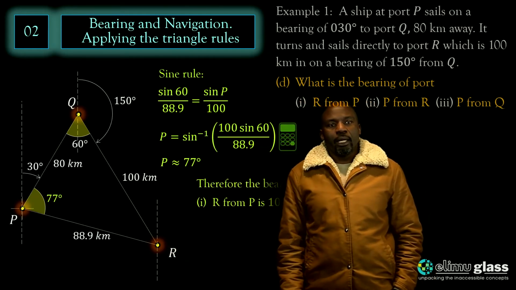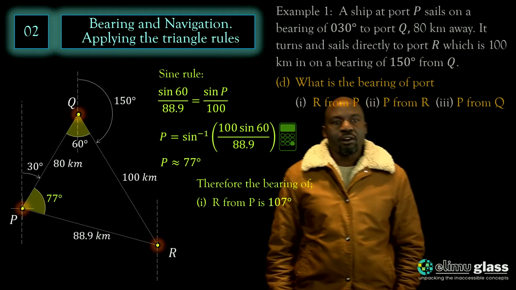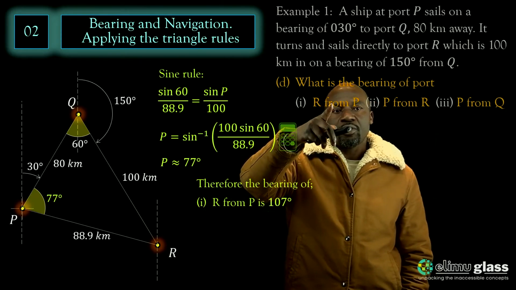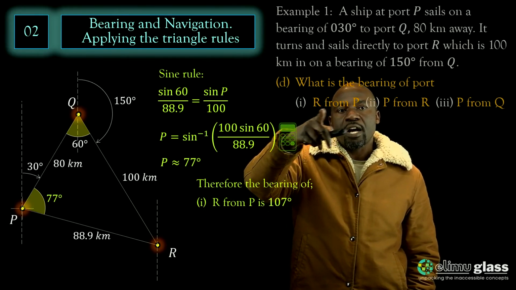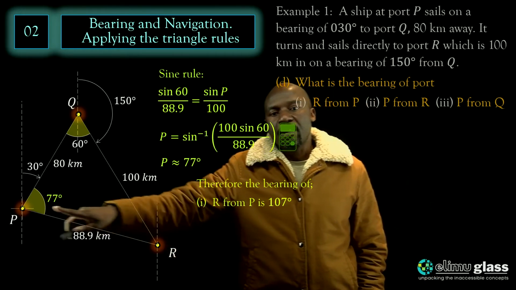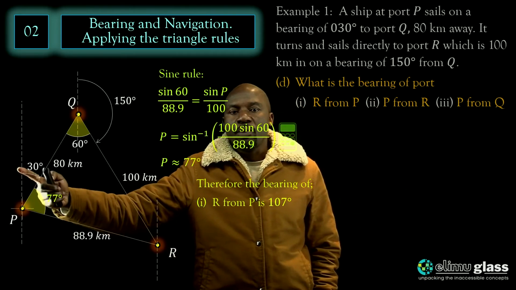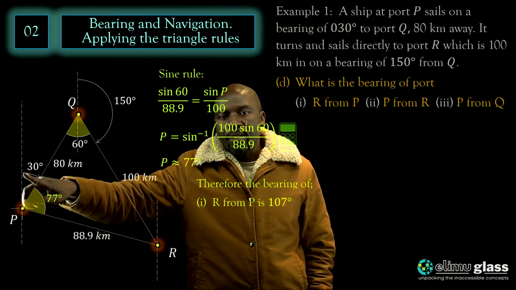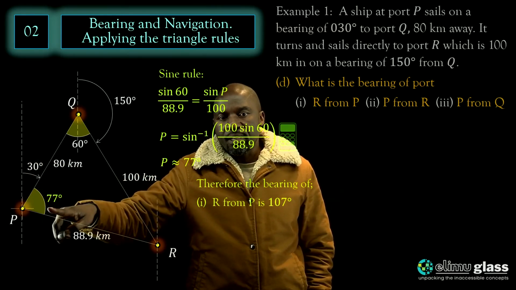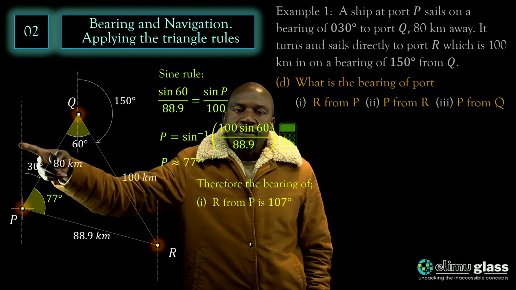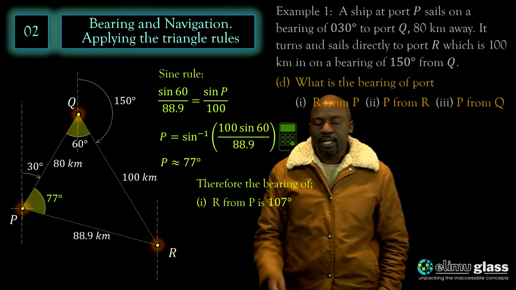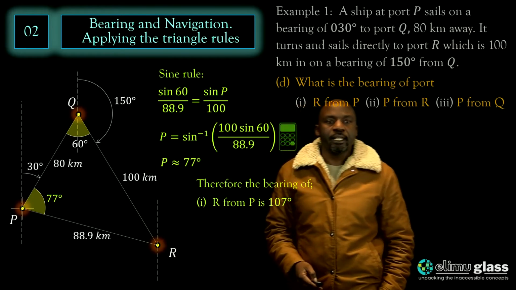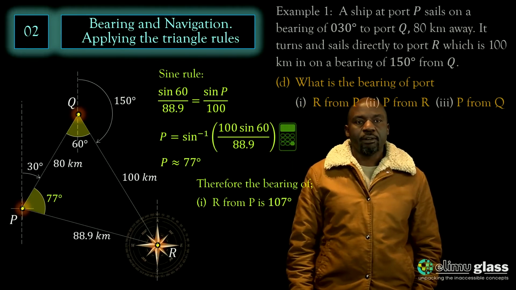Therefore, let's just go on and answer this question. The bearing of R from P, where is R from P? What's the bearing? We are looking for that angle there. Well, that is 30 and that is 77 that we found, and therefore the bearing has to be 77 plus 30, which is 107.